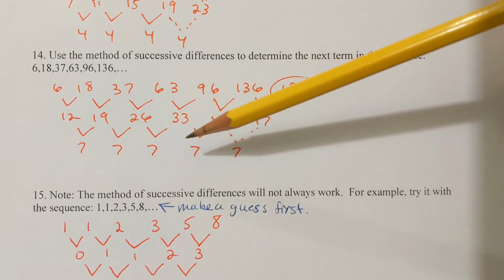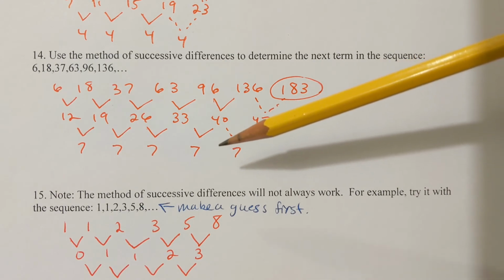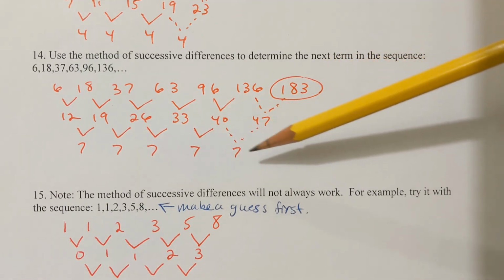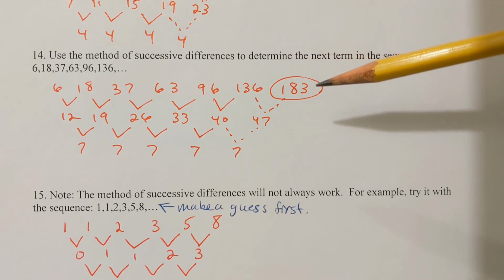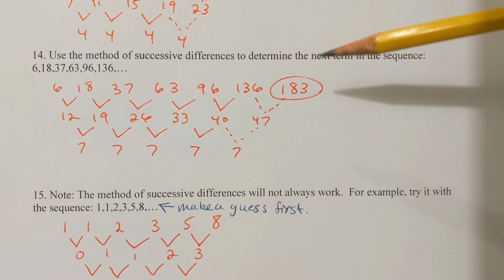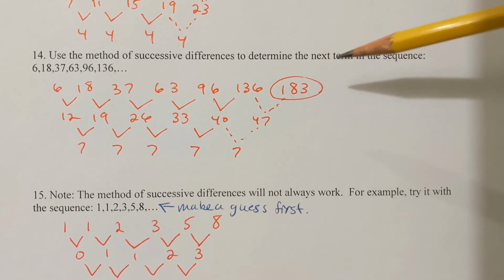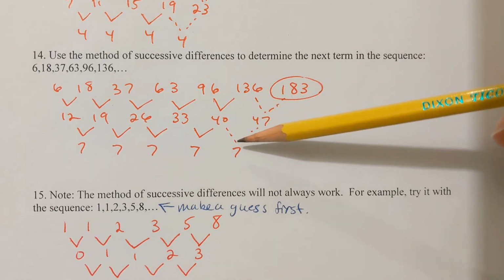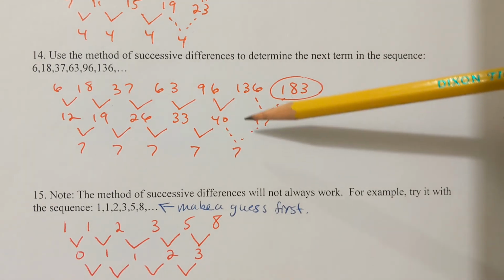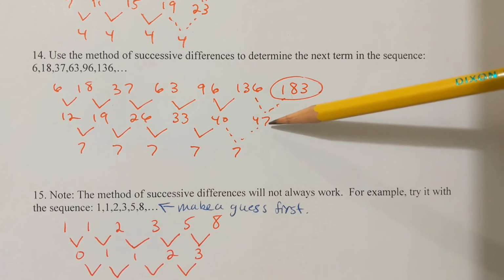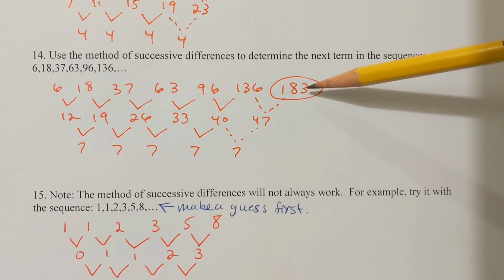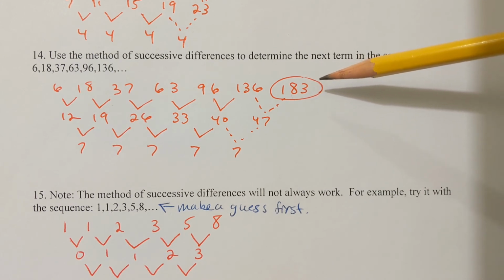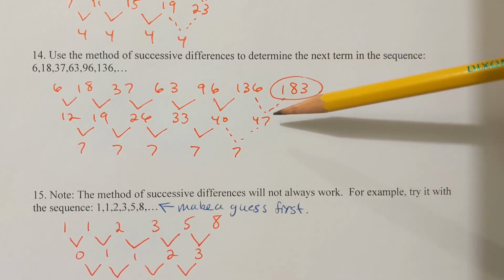Okay, so I'm going to use inductive reasoning here, and I'm going to assume that the bottom row repeats all 7s. Now remember, in inductive reasoning, the conclusion may or may not be true. We don't care if this number is right or wrong. It's just an educated guess. So I'm going to assume that the bottom row repeats all 7s. And this number would be 47, since 47 minus 40 would give me 7. And the next number in the list then would be 183, since 183 minus 136 gives me 47.